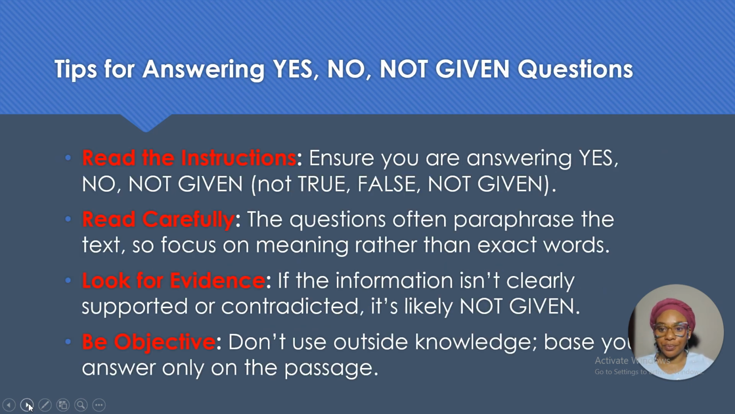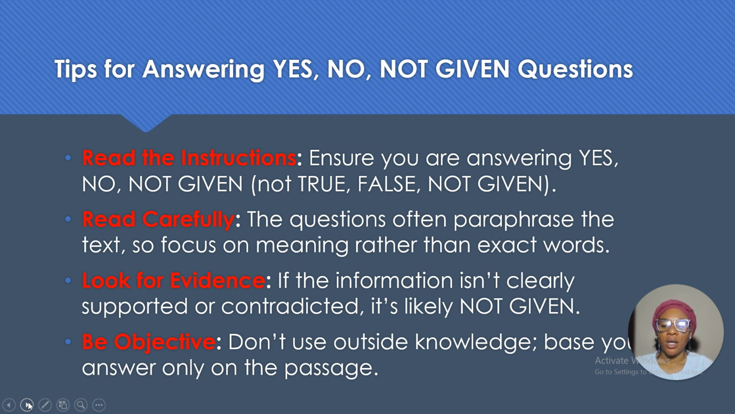All right? All right. Now, some tips for yes, no, not given questions. Ensure you are answering yes, no, not given, not true, false, not given. So these are two different question types. Similar, yes, but not the same. So if it's a yes, no, not given question type, make sure that you're writing yes or no and not given. And if it's a true, false, not given question type, make sure you're writing true or false or not given.